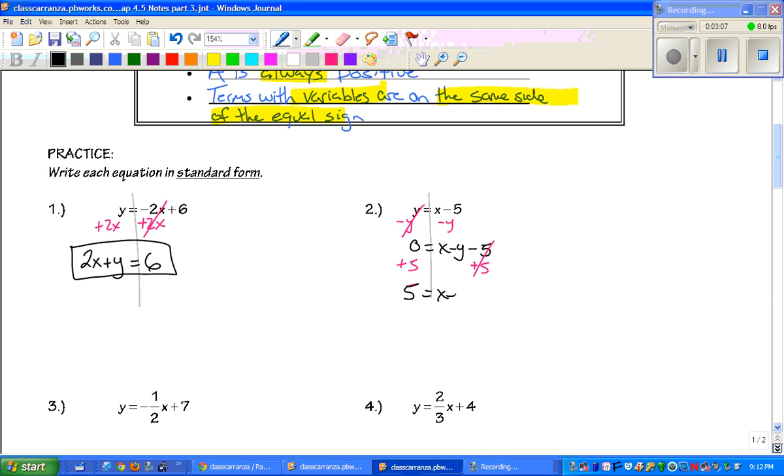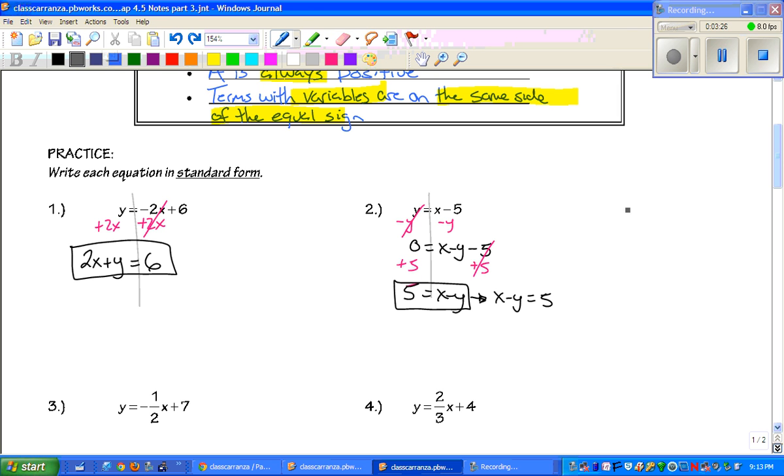5 equals x minus y, which is the exact same thing as x minus y equals 5, okay? They are the same thing. So whichever way you want to write it is fine. That's how it's going to be written on your test, okay?